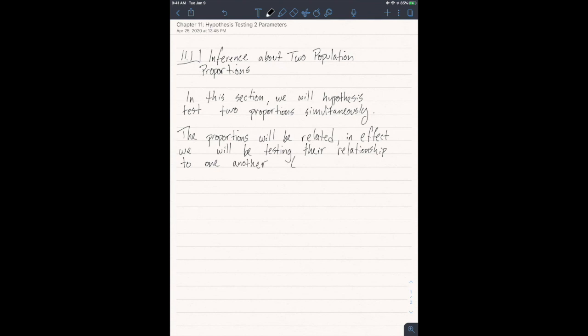For example, are they the same? Is one greater than the other? Or is one, oops, I shouldn't say smaller, I should talk like a mathematician, is one less than the other?